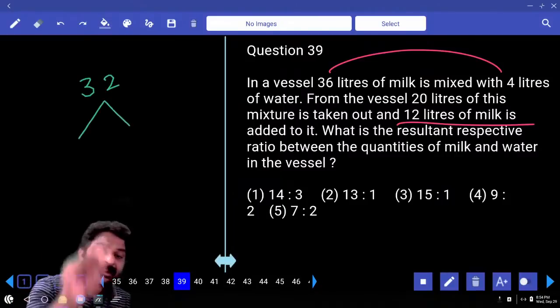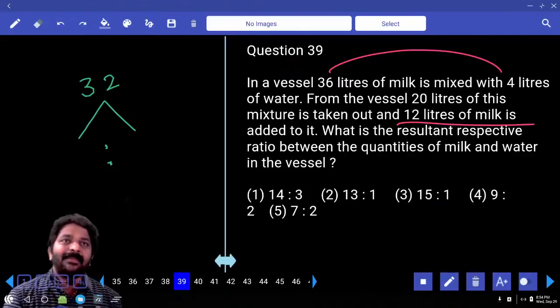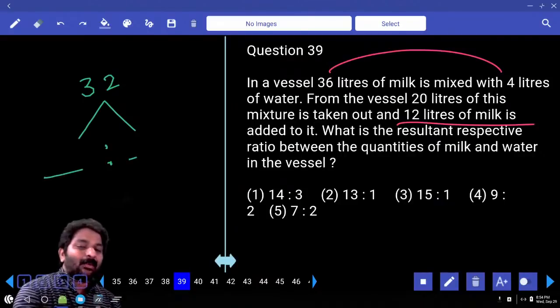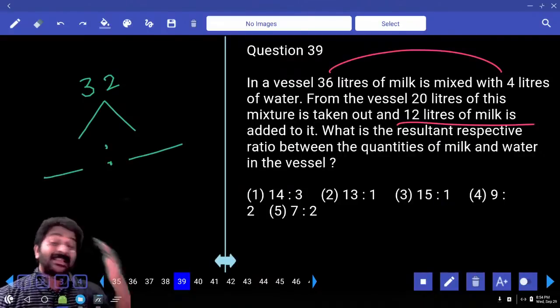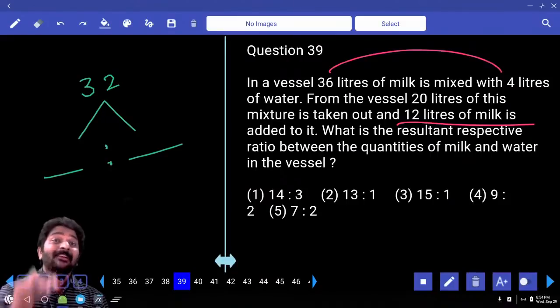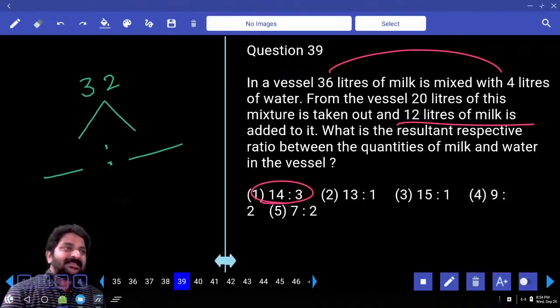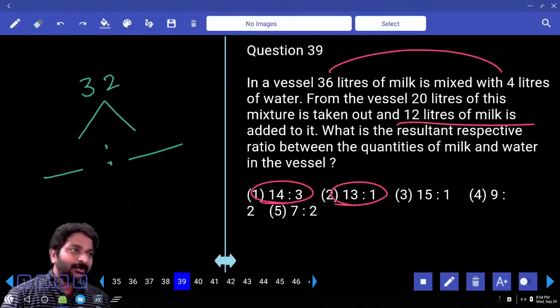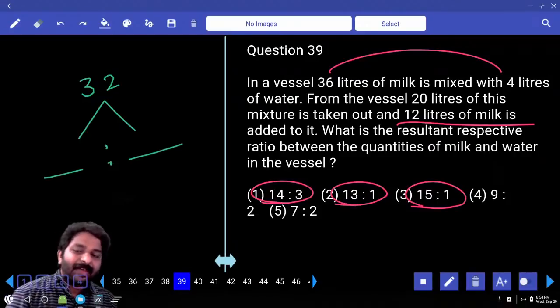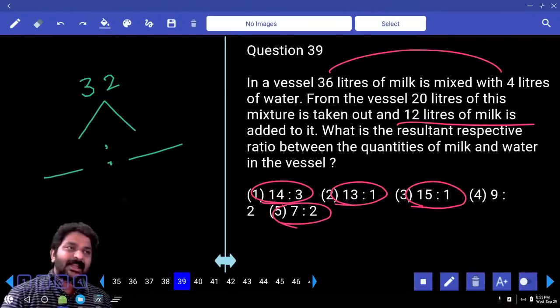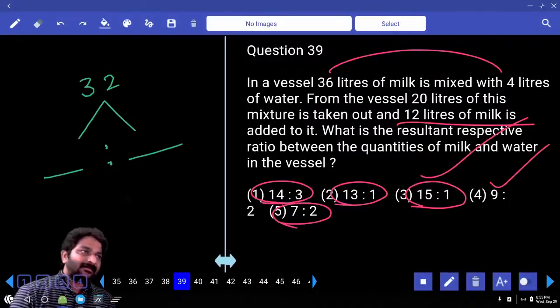32 must be divided into 2 parts, two quantities where we have milk and water. The sum of milk and water in terms of number of parts must be either 32 or a factor of 32. Am I right? First option, sum of numbers: is 17 a factor of 32? Is 14 a factor of 32? Is 16 a factor of 32? Is 9 plus 2, 11, a factor? Is 7 plus 2, 9, a factor? Only one option, third option, 15:1, fine.